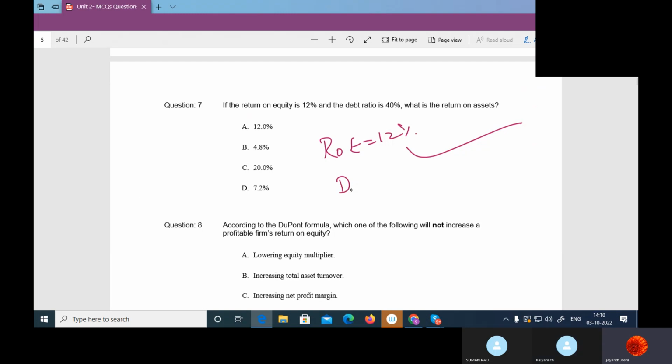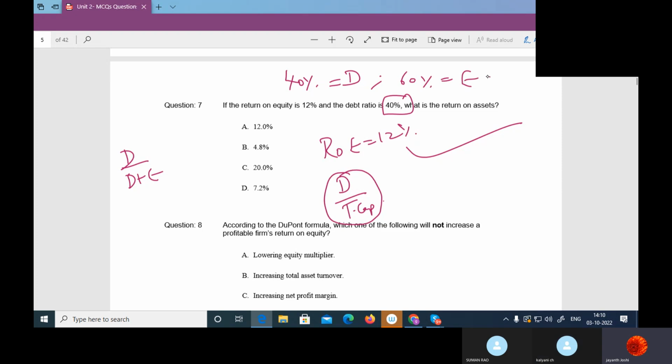What is the formula for debt ratio? Debt by total capital, correct? So how much debt is there in total capital, you will be seeing, that is debt by debt plus equity. If I am not wrong, please check in your textbook, you'll get the same formula. If 40% is the debt in total capital, then 60% is what? Equity. Correct or wrong?